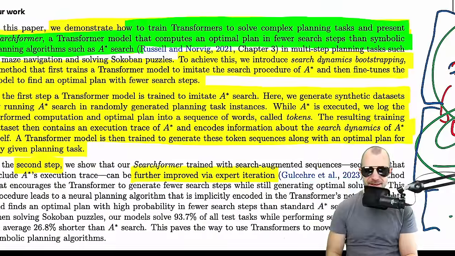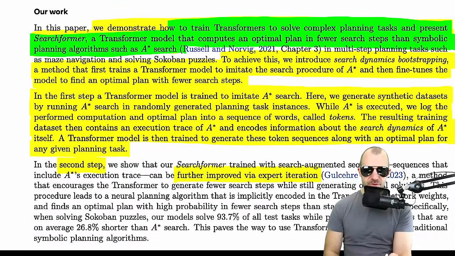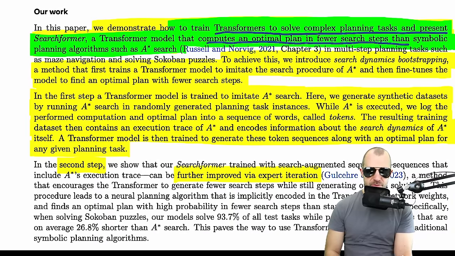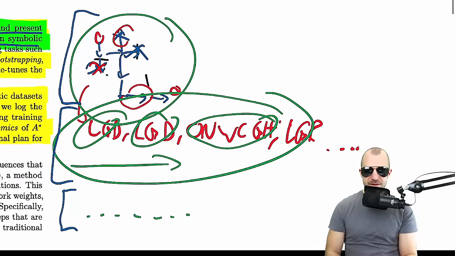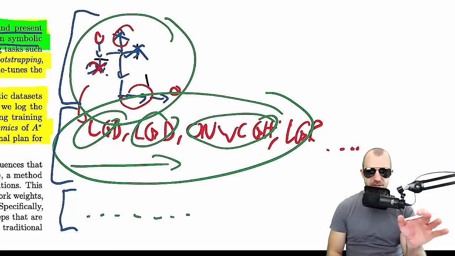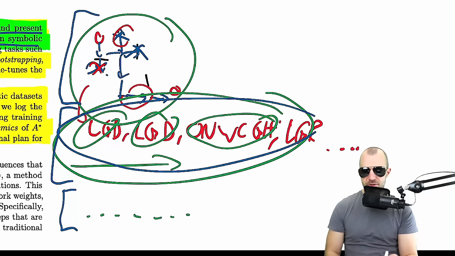So when they say, we demonstrate how to train transformers to solve complex planning tasks and compute the optimal plan in fewer search steps than symbolic planning algorithms such as A-star search, that's what they mean. They train a transformer to mimic a planning algorithm, and then they have a technique to actually reduce the number of steps here.